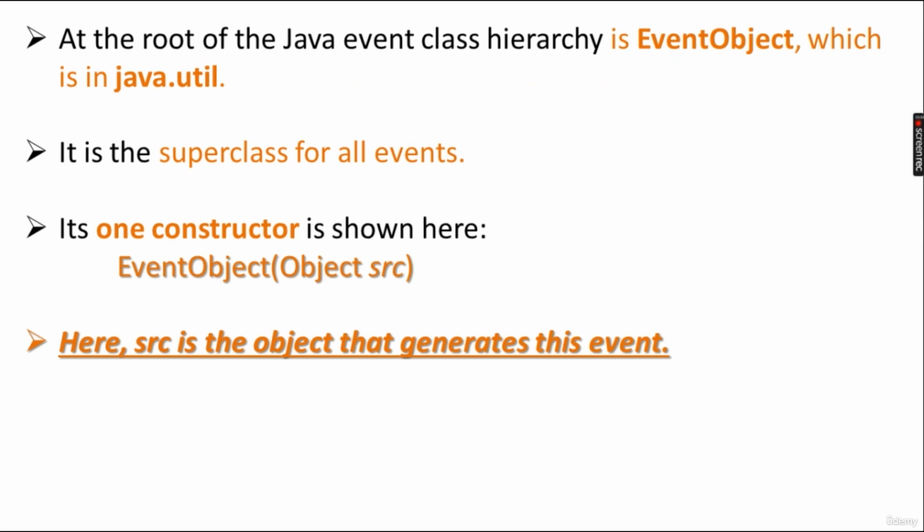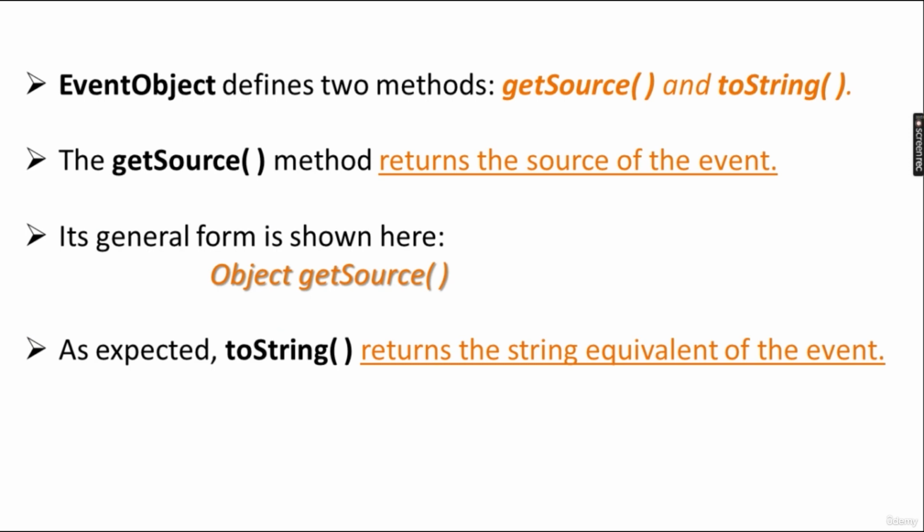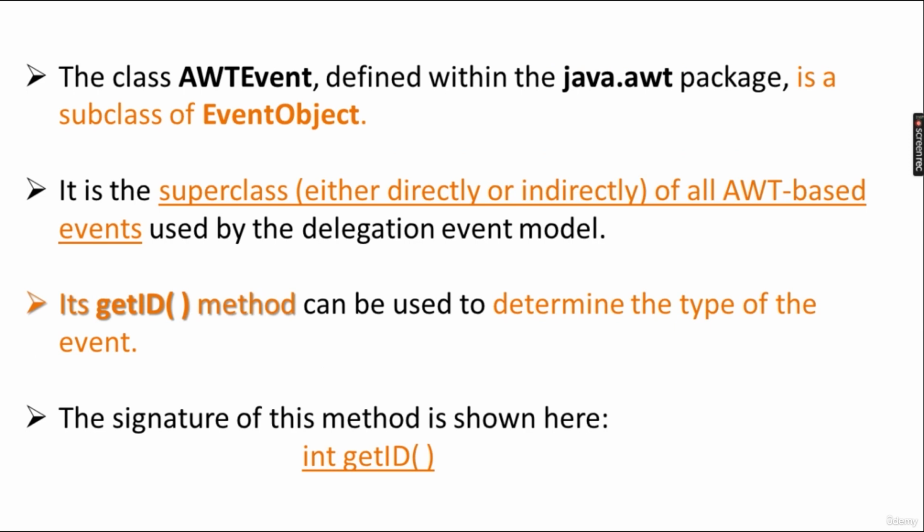At the root of Java event classes is the EventObject class, which is in the java.util package. So what you have to import is java.util.EventObject. It is the superclass of all events and it has one constructor, EventObject(Object source). Source is the object that generates the particular event. EventObject has two methods, getSource and toString. getSource returns the source of the event, who generated that event, and its form is Object getSource(). toString returns the string equivalent of the event.